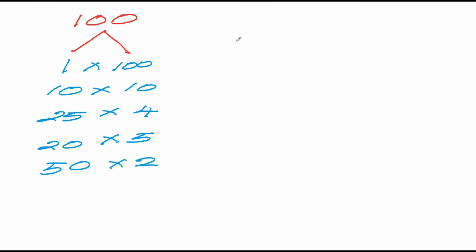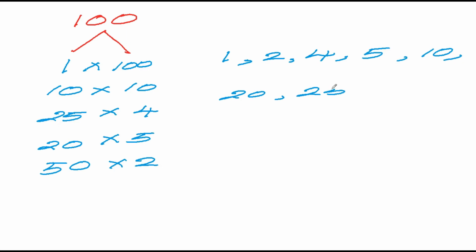Therefore, I can write down that the factors of 100 are 1, 2, 4, 5, 10, 20, 25, 50 and 100.